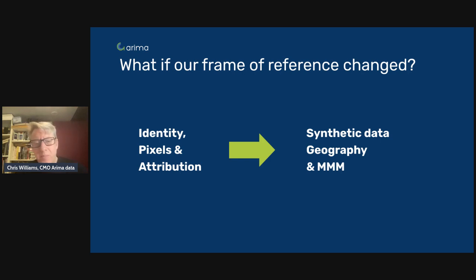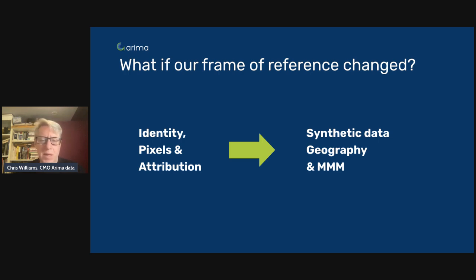So I think that brings up the biggest question, which is, in marketing right now, there's a huge amount of attention being paid to identity and pixels and attribution, and it's almost taking up too much of the attention, because really what we should be looking at is geography, synthetic data, and marketing mix modeling as the way to view what's happening in our marketing efforts.